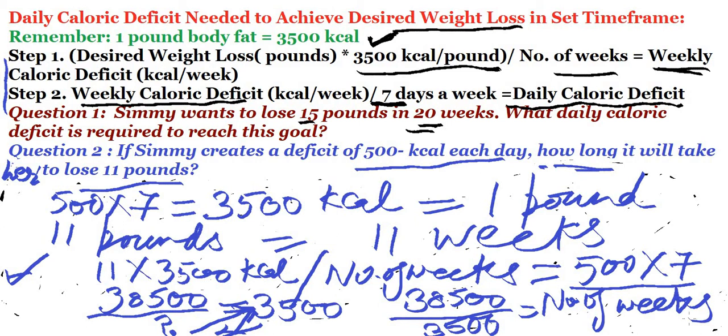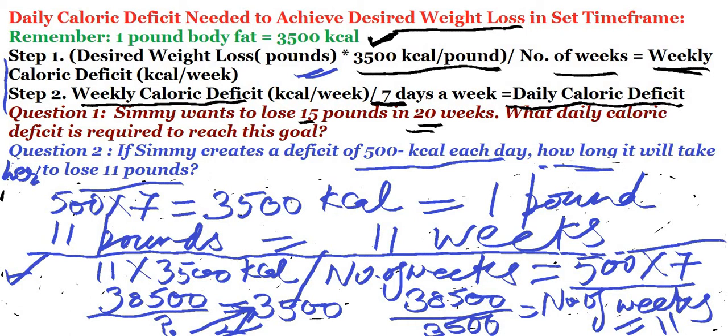So 38,500 divided by 3,500 comes to 11 weeks. So the second way I calculated by putting everything in the given formula, and the first way was very easy to calculate because it was straightforward: 500 calories each day, so in 7 days it will be 3,500 calories. So 1 pound will be lost in 1 week, and 11 pounds you can lose in 11 weeks. So the answer for this question is 11 weeks.